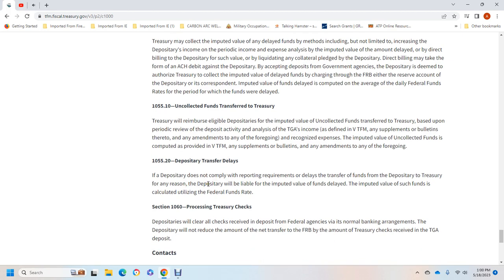1055-20, depository transfer delay. If the depository does not comply with the reporting requirements of the delay of the transfer of funds, for any reason, the depository will be liable for the imputed value of the funds delayed. Imputed value of such funds is calculated using the federal funds rate. Section 1060, processing Treasury checks. Depository will clear checks received with the deposit from federal agencies via the normal banking arrangements. Depository will not reduce the amount of the non-transfer Federal Reserve Bank amount of Treasury checks received.